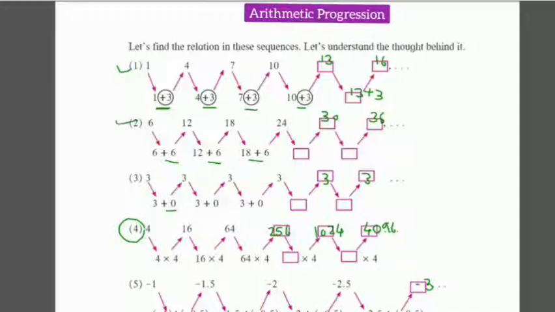All these are arithmetic progressions. But this, the fourth one, is not an arithmetic progression. This is a progression, but it is a geometric progression. Why? Because the relation between two consecutive terms is the same, but the common difference is not there. That is why, out of these five, the fourth one is not an arithmetic progression, but the remaining four are arithmetic progressions.